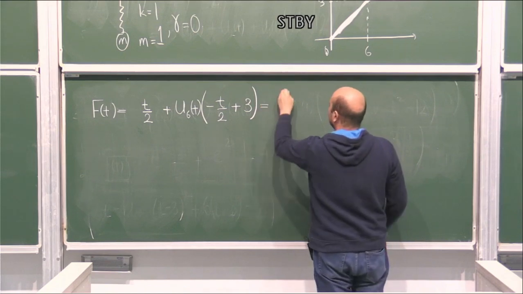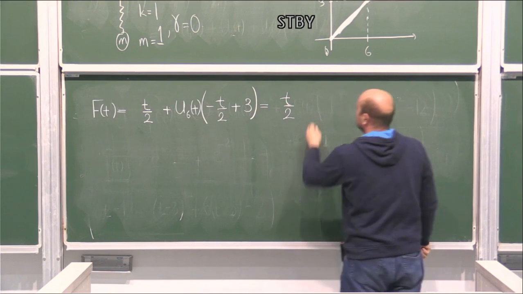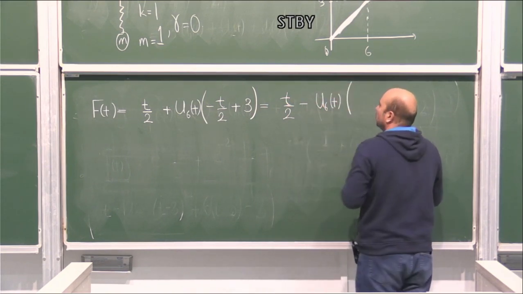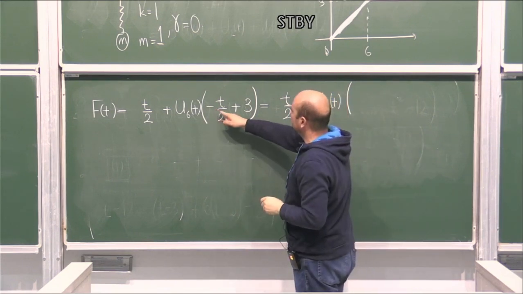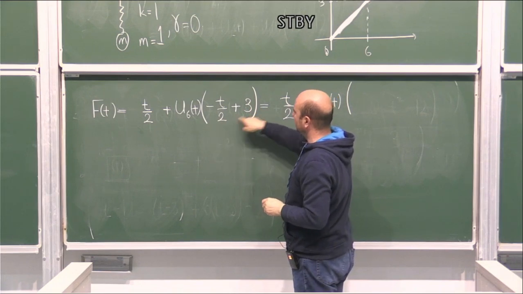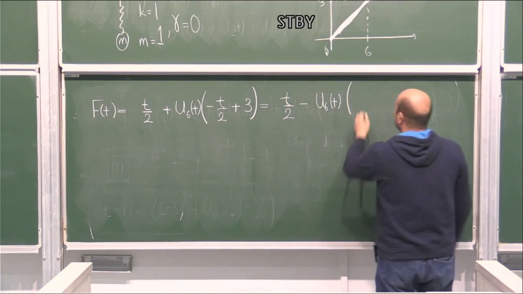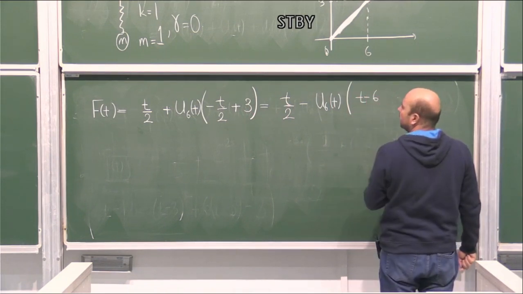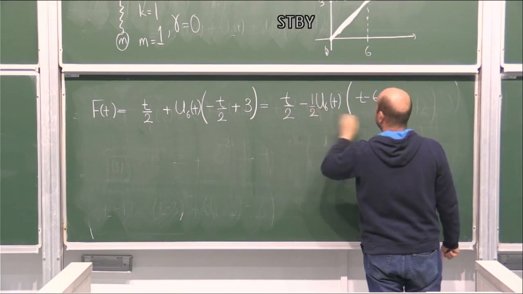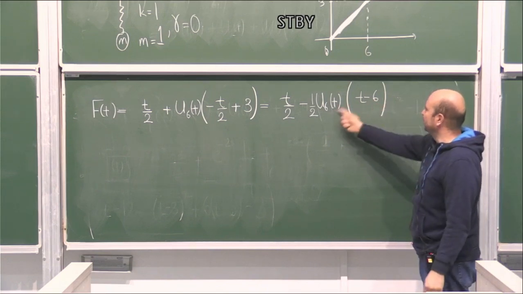So if you reorganize it, and take a minus out, use u6(t). What do we have here? This is exactly t minus 3. Then if you make the denominator the same, we have t minus 6 over 2, so I can put the 1 over 2 out. So we are lucky, it's already the shifted version.